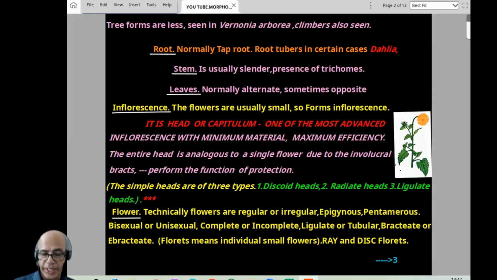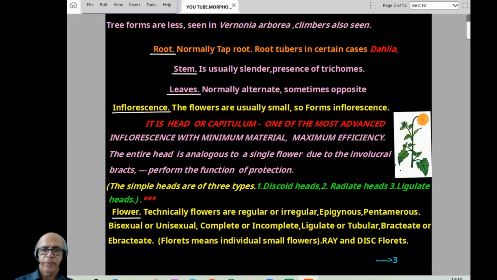So why? What is the reason? What they suggest is that in this capitulum or head, minimum material consumption is done with the maximum efficiency. And this entire head is analogous to a single flower. Why or how? Due to the involucral bracts, whose function is to protect. That is regarding inflorescence. And basically, simple heads are of 3 types. It is not directly mentioned in NCERT, but just for the namesake I'm telling: discoid heads, radiate heads, and ligulate heads.